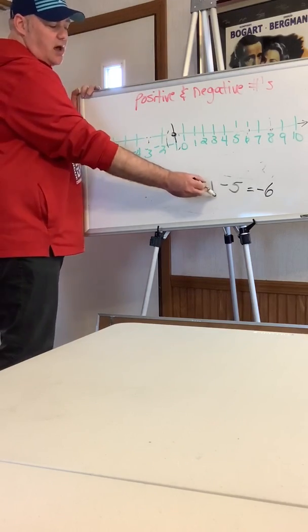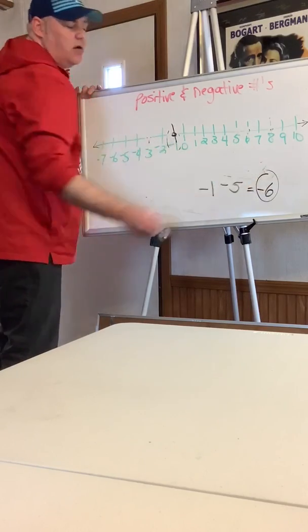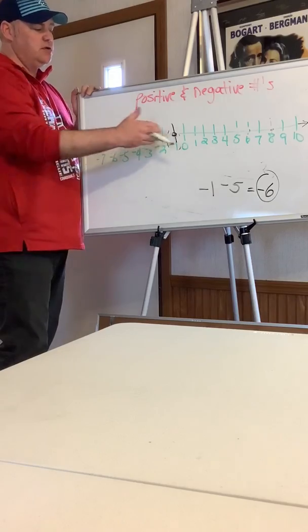So if you owed the bank $1 and then you went 5 more in the hole, you would be a total of 6 in the hole. Okay, so that's using the number line.